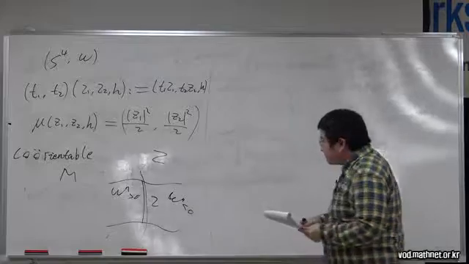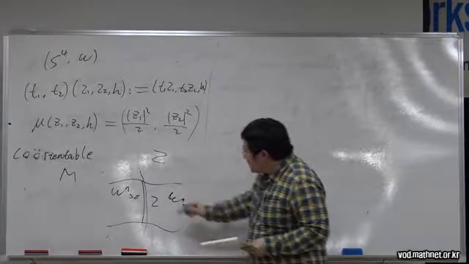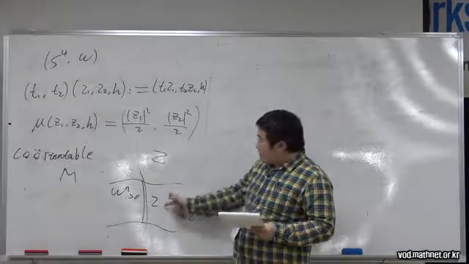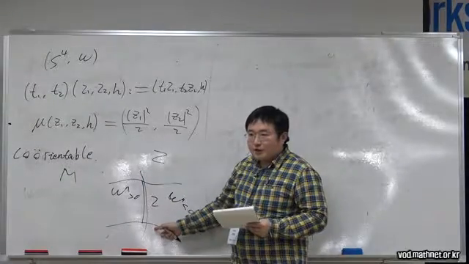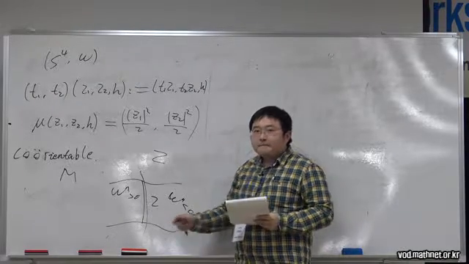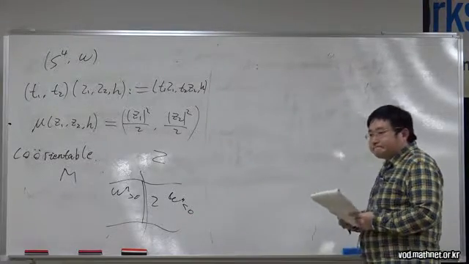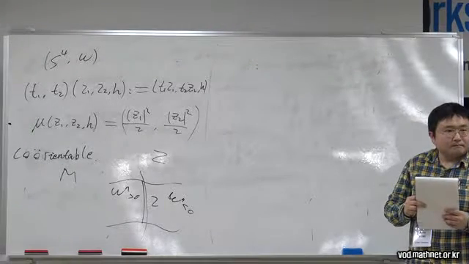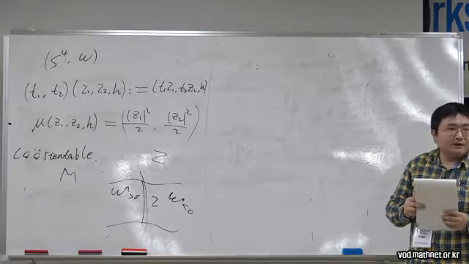What is the definition of co-orientable? You can give an orientation on Z, such that, or what? Yeah, the neighborhood of Z is orientable. Yeah.